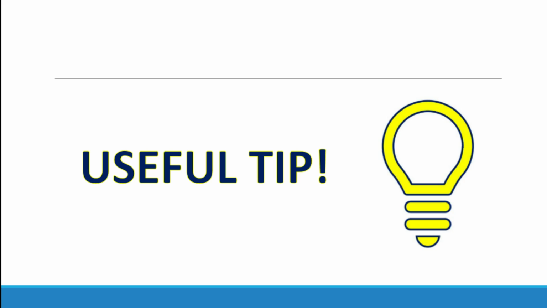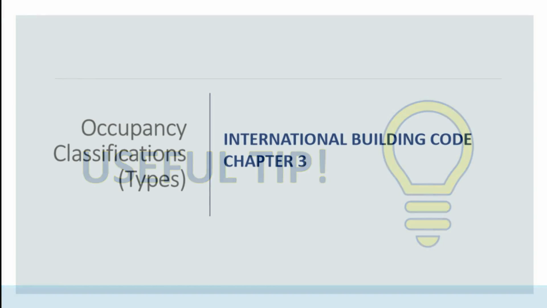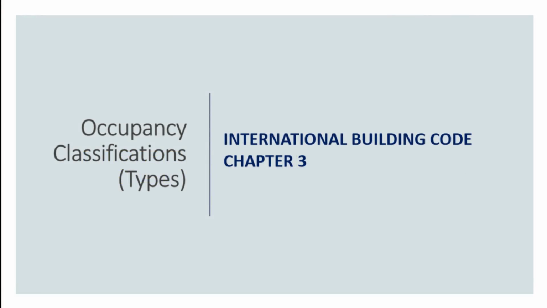Here is a useful tip regarding occupancy types. Chapter 3 of the International Building Code contains a list of all occupancy types. Visit your local building department to view the codes and the occupancy types. You may also contact your local building department via email or telephone to obtain this information.